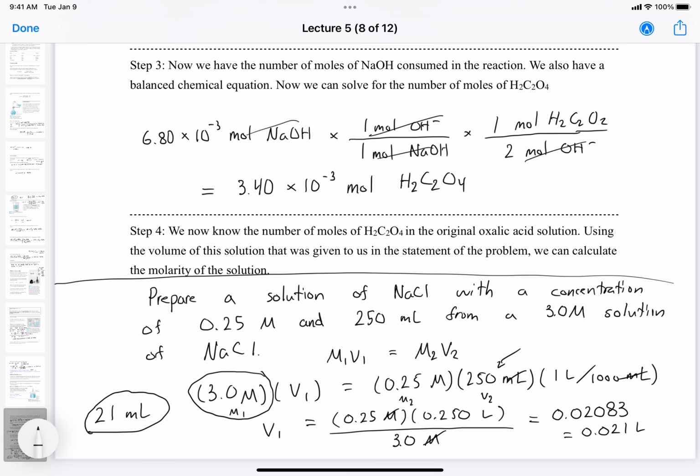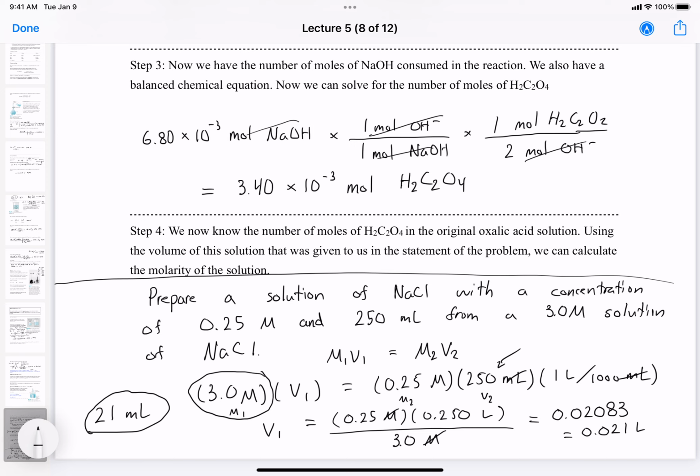So on an exam, I would ask, how would you prepare the solution? You would have to first show your work to find the volume, and then you have to say in a sentence, I'll take 21 milliliters of the concentrated sodium chloride solution, and then dilute that to a new volume of 250 milliliters in a new flask. And that's how you would prepare a 0.25 molar solution from a 3.0 molar solution of sodium chloride.